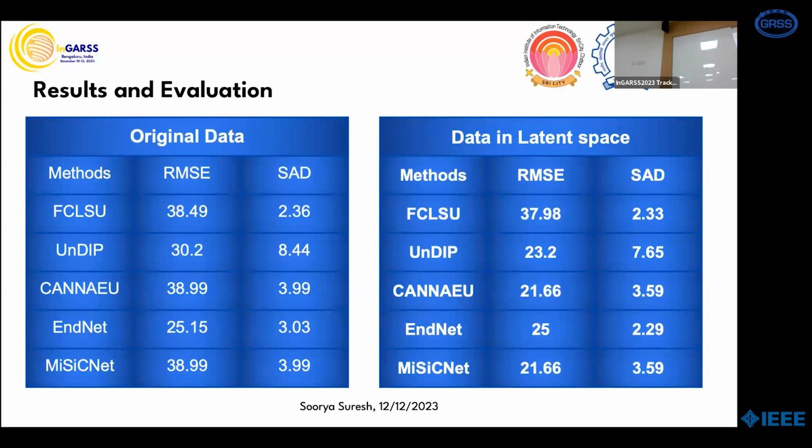Then from this table, our analysis reveals that RMSE and SAD values exhibit significant improvement in latent space data compared to the original data. This suggests that employing the latent space data for spectral unmixing increases the accuracy of endmember extraction and RMSE abundance distribution.